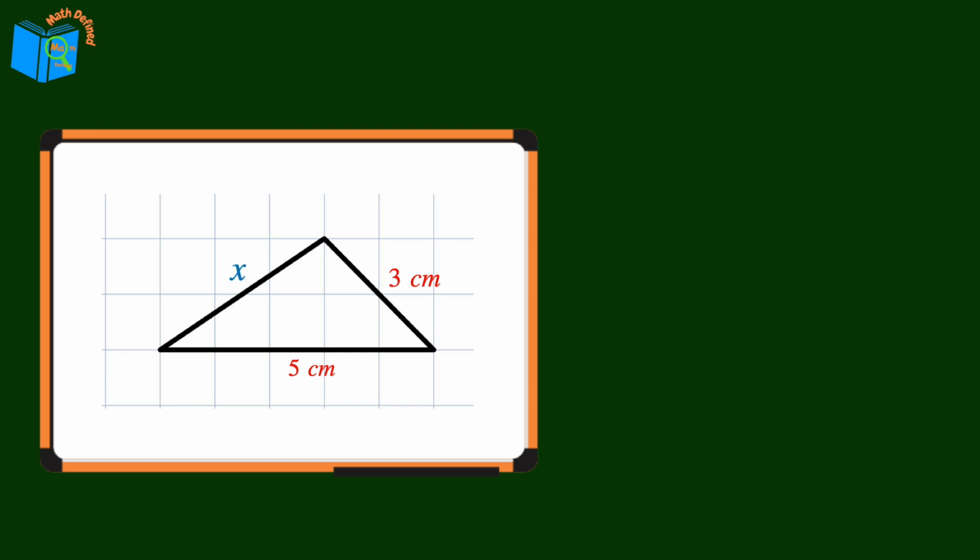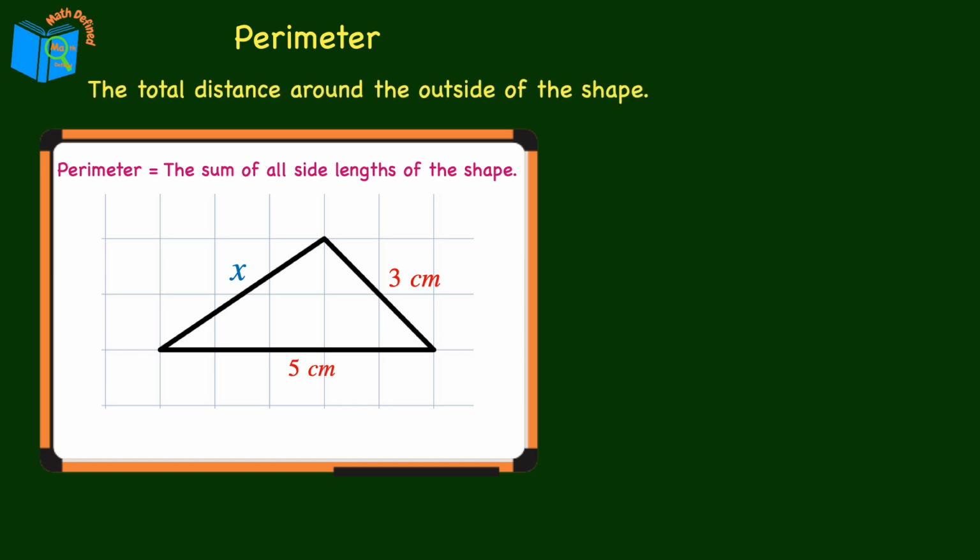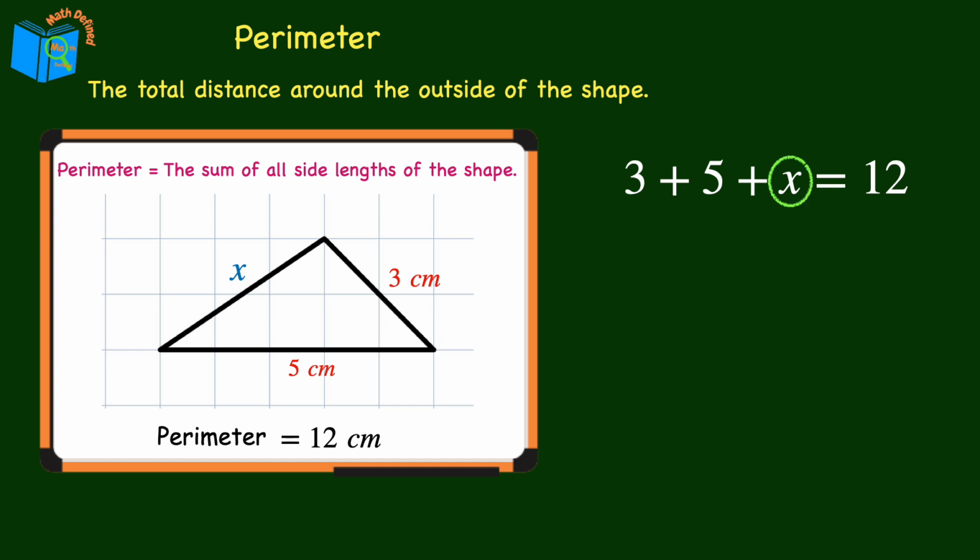But before we jump in, let's talk about a key idea we'll use, perimeter. Perimeter is the sum of all the side lengths of a given shape. The perimeter is the total distance around the outside of the shape. The perimeter of this triangle is 12 centimeters. That means that 3 plus 5 plus x must equal 12. We'll use this equation to solve for x, the unknown length for the third side of this triangle.